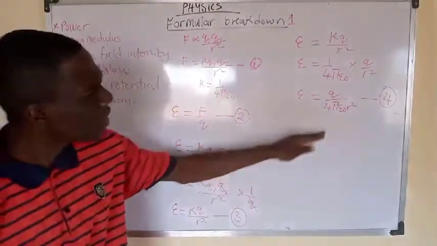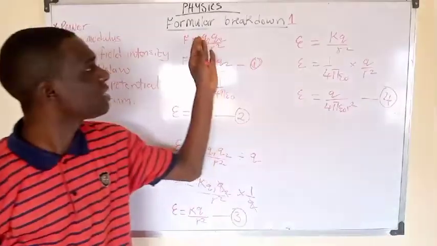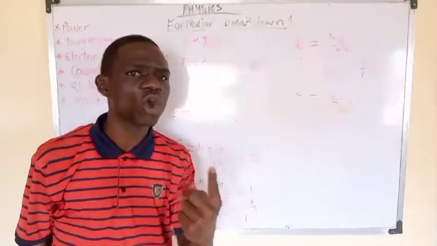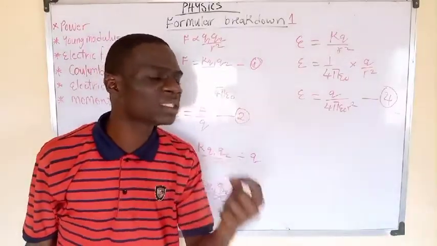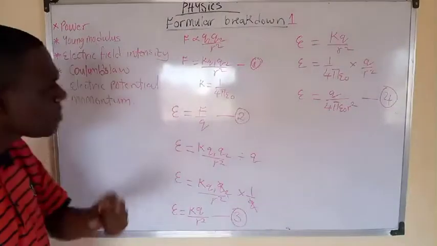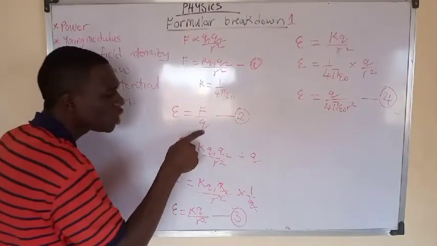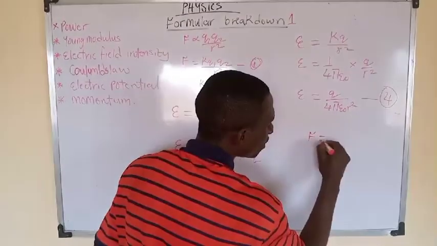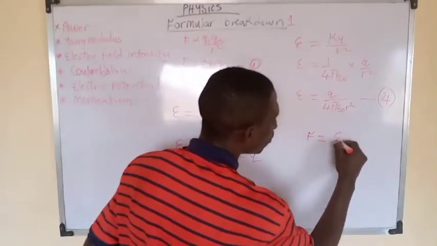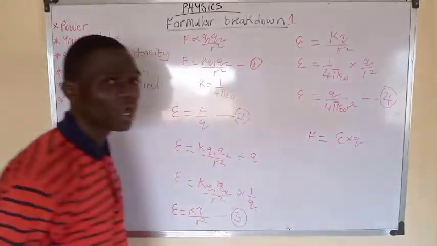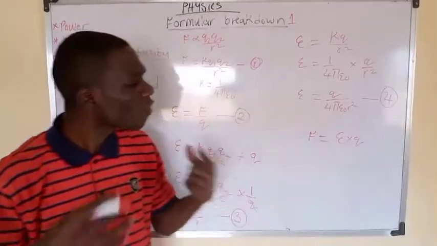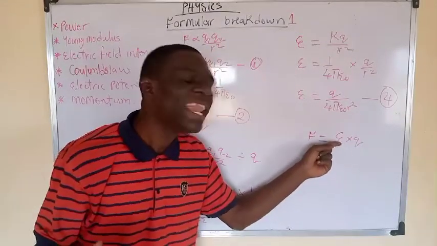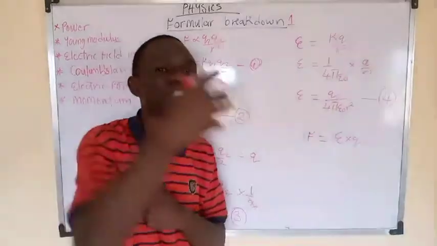So this is another formula. From the breakdown of the formula, this is another formula that can be used to calculate the strength of an electric field, also known as the electric field intensity. And also remember that from equation 2, if we cross multiply, our F can be equal to E times Q. That means another formula for calculating the electric force is equal to the electric field intensity times the charge.